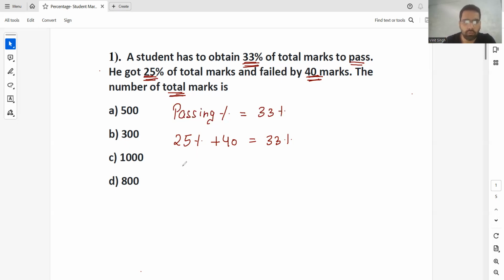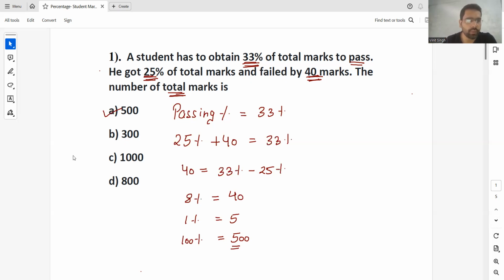Then 40 marks is equal to 33% minus 25%. So 33 minus 25 is equal to 8%. 8% is equal to 40 marks. 1% is 5 marks, and then 100% is equal to 500. So the total marks of the examination will be 500.